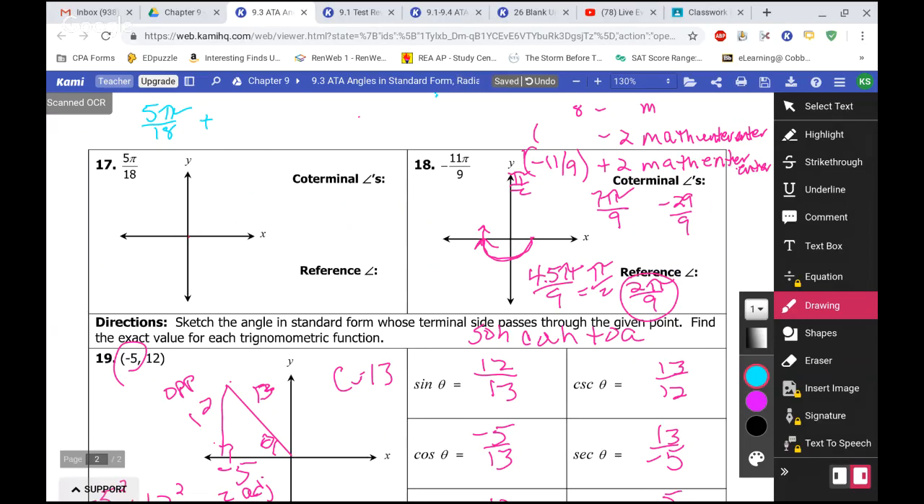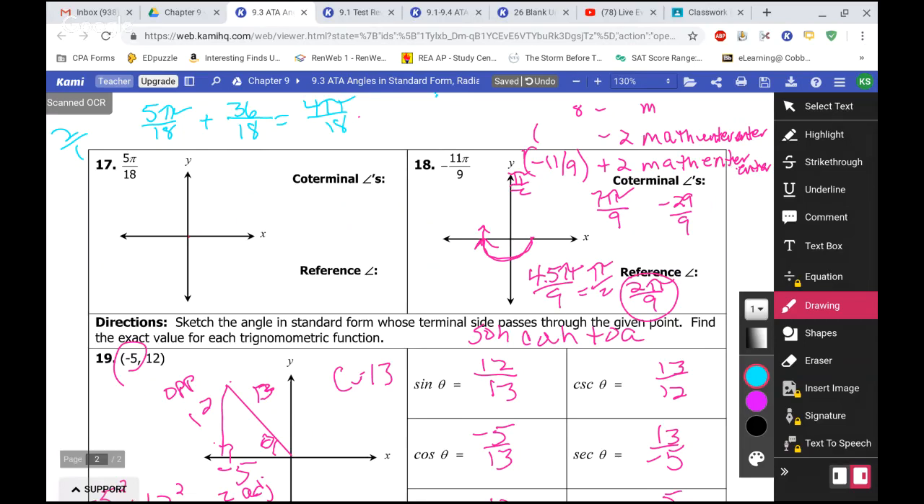Just the numerator. Right, because I'm getting a common denominator. The common denominator is 18. So now it's 36 over 18, that's the equivalent of 2, and it's 15 pi over 36. It's 41 pi over 18.